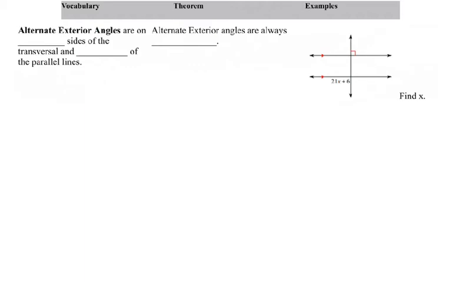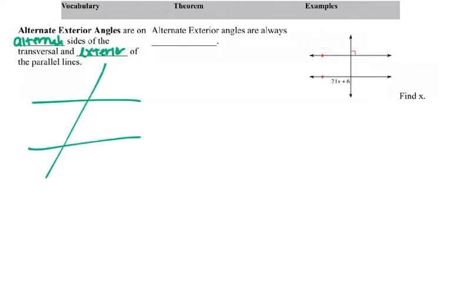Alright, so these are called alternate exterior angles. They're not used as much, but you will see them from time to time. So alternate exterior angles are on alternate sides of the transversal, but they're going to be the exterior of the parallel lines. So if here are my parallel lines, here's my transversal, like 1 and 2. They're on alternating sides, but they're outside the parallel lines, 3 and 4. Alternate exterior angles are always congruent to each other.